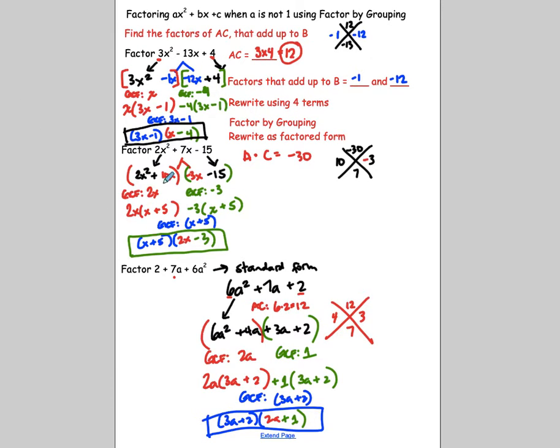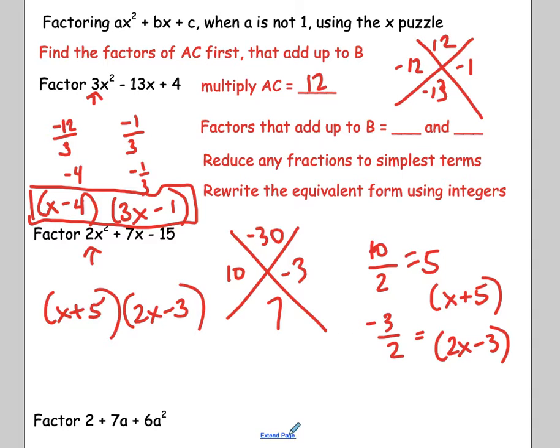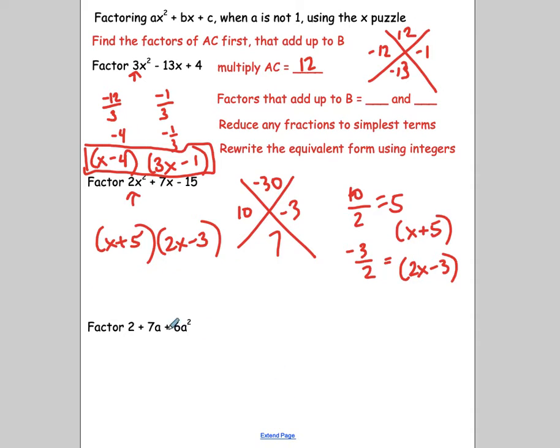There is nothing wrong with using factor by grouping, guys. I'm just showing you an alternative way just in case you were looking for one. All right, so here's the last one: 2 plus 7a plus 6a squared. Again, I have to multiply a times c. I know a is 6 and I know c is 2. So that means 12 at the top and then 7 at the bottom.